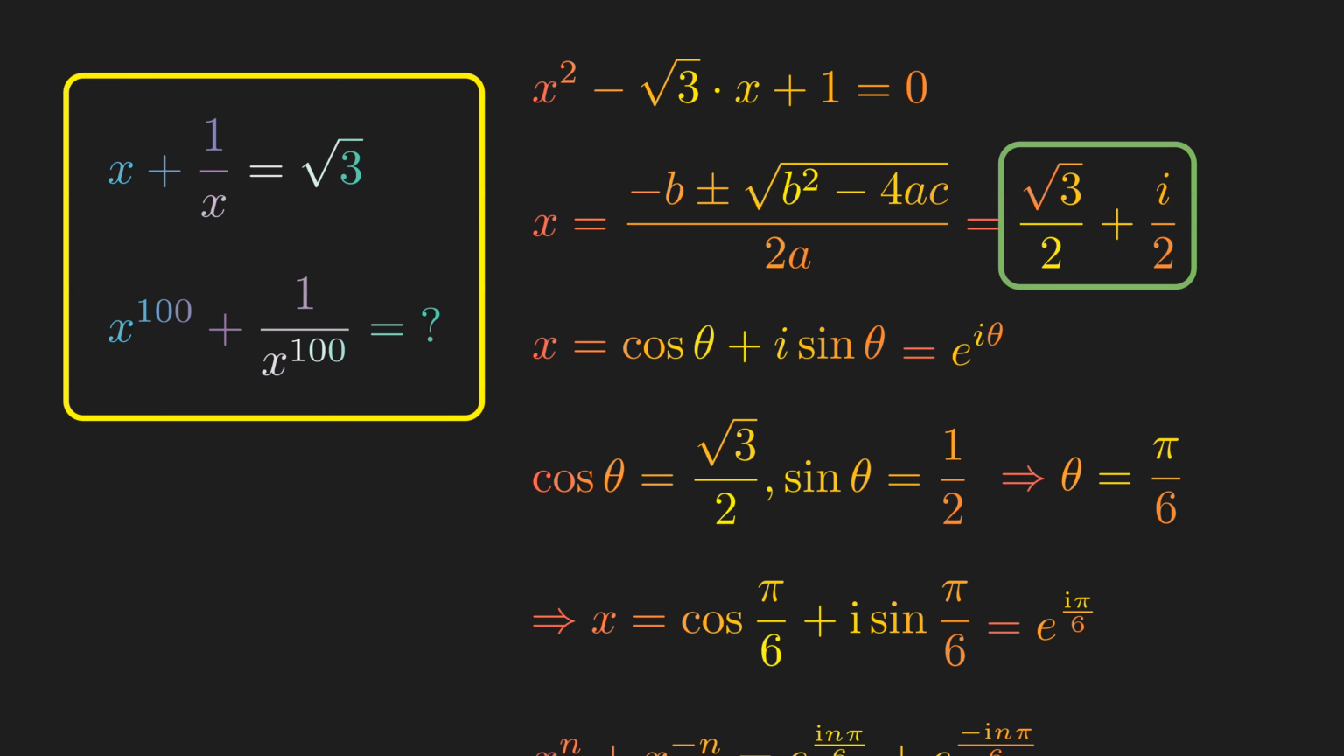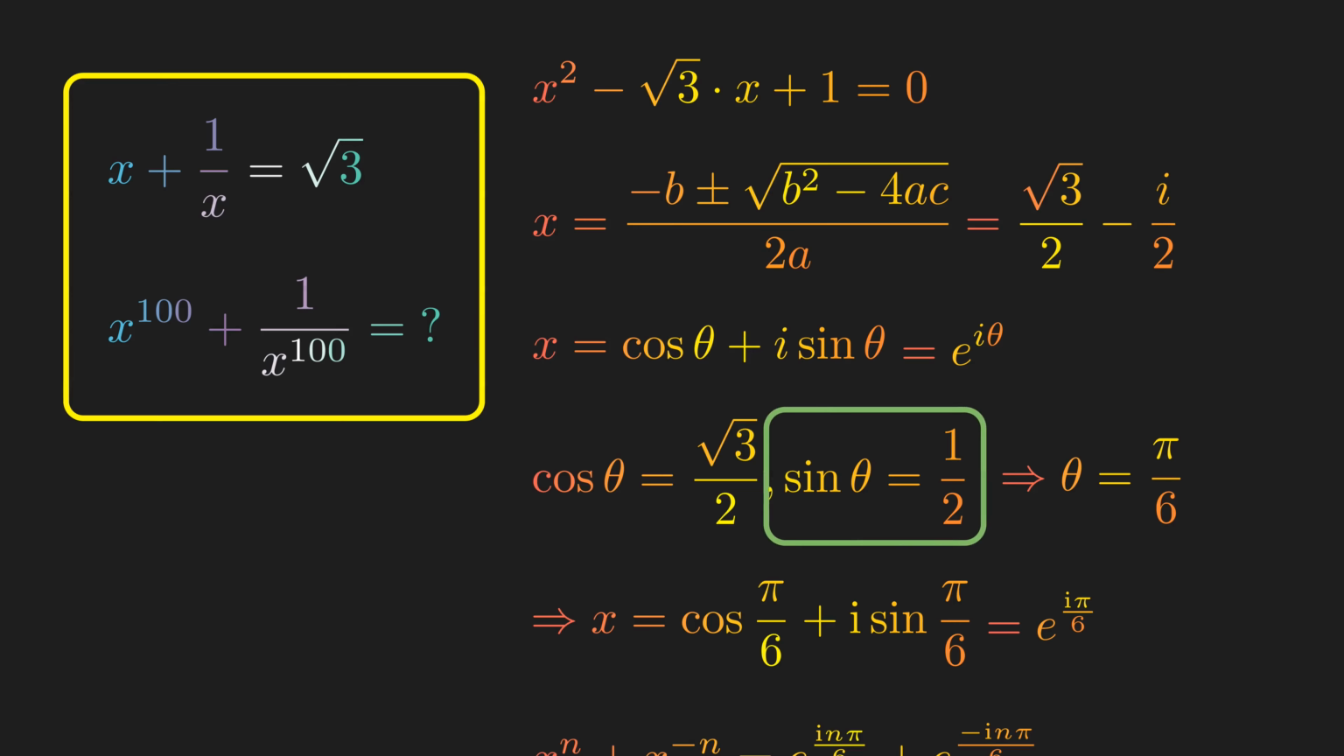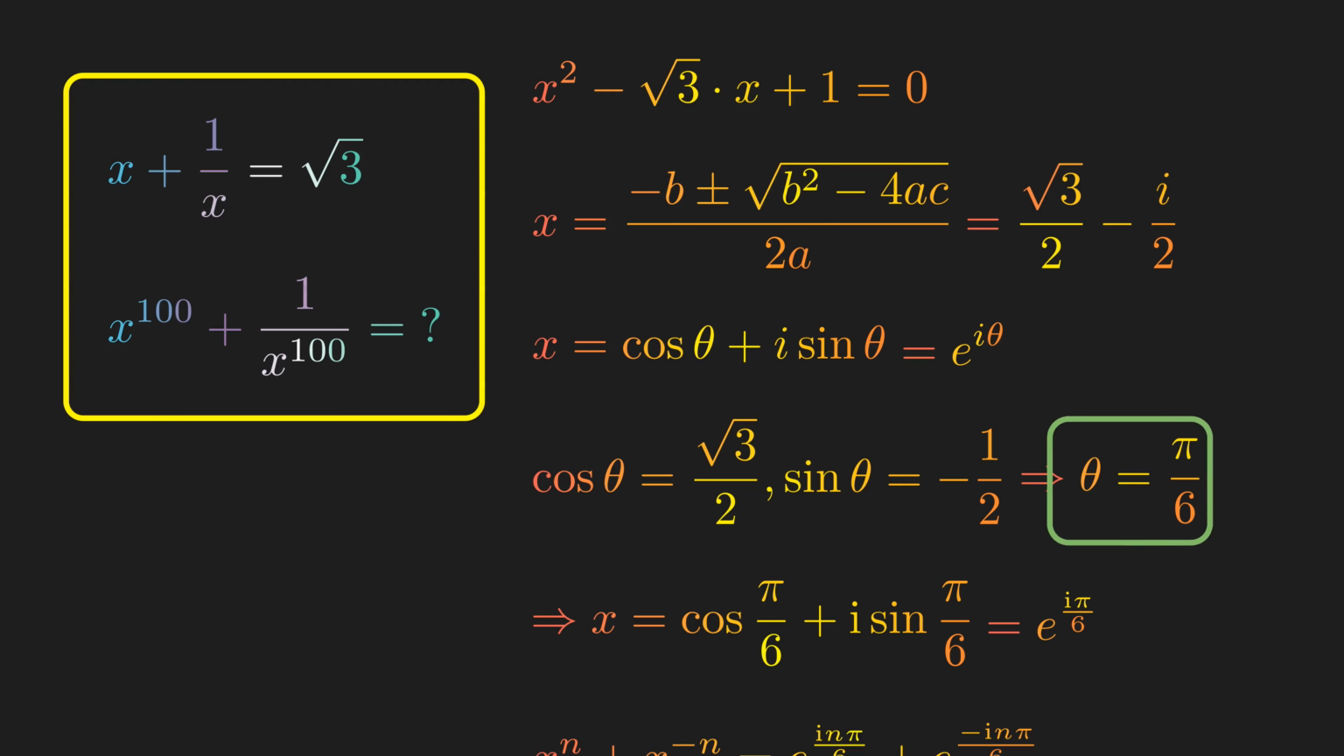We didn't consider the negative case at all. We solved the problem assuming the imaginary part is positive. Maybe with the negative part, the result would be different. Let's quickly check that too. Let's make the imaginary part negative. Then the cosine value did not change. It is still square root of 3 over 2. But sine becomes minus 1/2. So that means theta equals minus pi over 6, right?